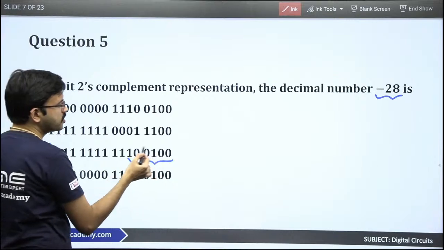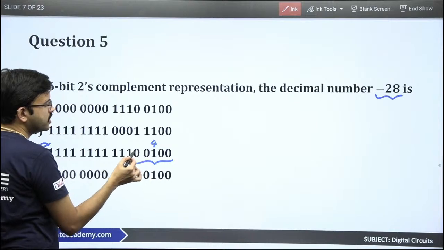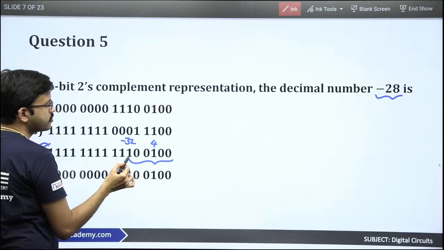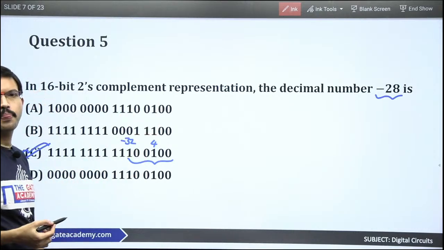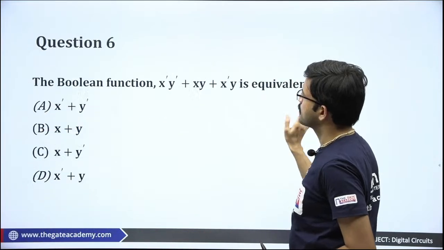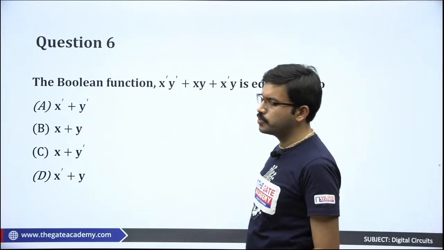So now you just put the position weights: 2 power 0, 2 power 1, 2 square, 2 power 3, 2 power 4, 2 power 5. 2 power 5 is nothing but 32. Since the sign bit is 1, I will consider minus. Minus 32 plus 4, that is nothing but minus 28, right? Yeah, this is a dead easy question related to simplification of Boolean functions.